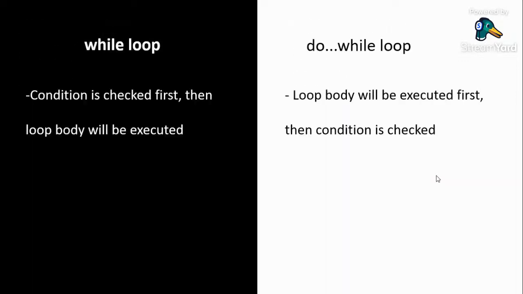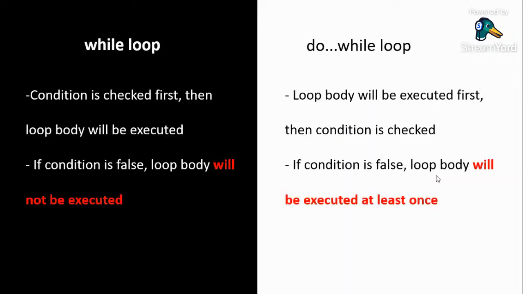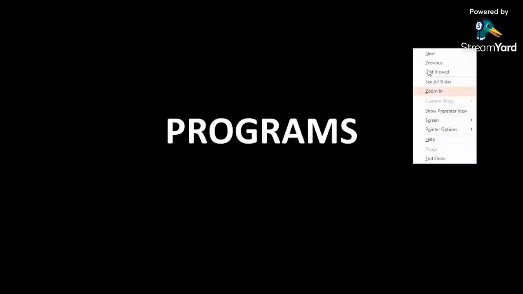Let's see some differences. In while loop, the condition is checked first, then the loop body is executed. In do while, the loop body will be executed first, then the condition is checked. In while loop, if the condition is false, the loop will not be executed. In do while, if the condition is false, the loop body will be executed at least once. While loop is called entry controlled, do while is exit controlled. Right? Let's see some programs. Sorry, let's see some MCQs. I'll just open that up.